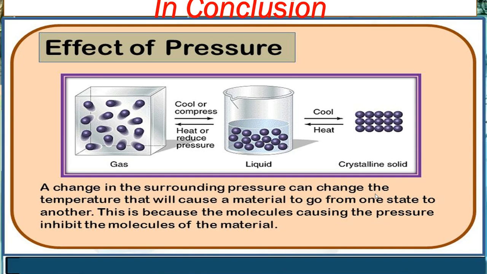So in conclusion, effective pressure. A change in the surrounding pressure can change the temperature that will cause the material to go from one state to another. This is because the molecules causing the pressure inhibit or prohibit the molecules of the material. So remember, if something is cooled down, the molecules are going to get slower. If it heats up, the molecules are going to move faster. You're going to gain energy, you're going to lose energy.